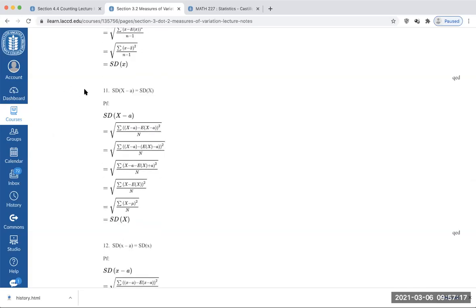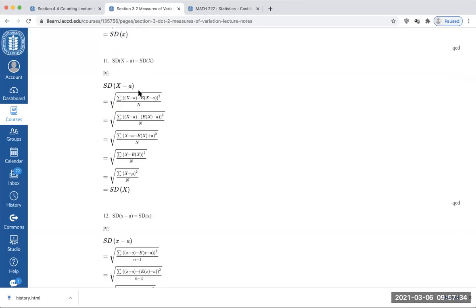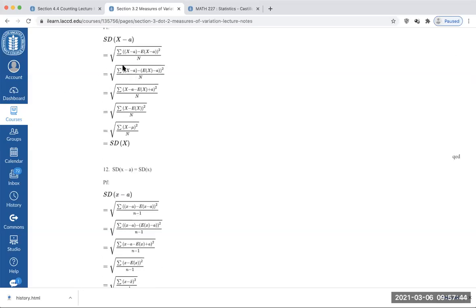Next, the standard deviation of x minus a is the standard deviation of x. And this is true for all constants a. And so the standard deviation of x minus a is the square root of the sum of x minus a minus expected value of x minus a quantity squared all over n. So this is the square root of x minus a minus expected, and again by the properties of the mean from the previous section.